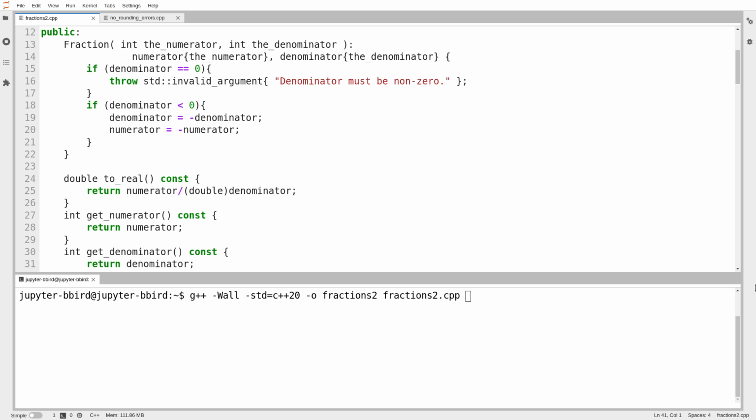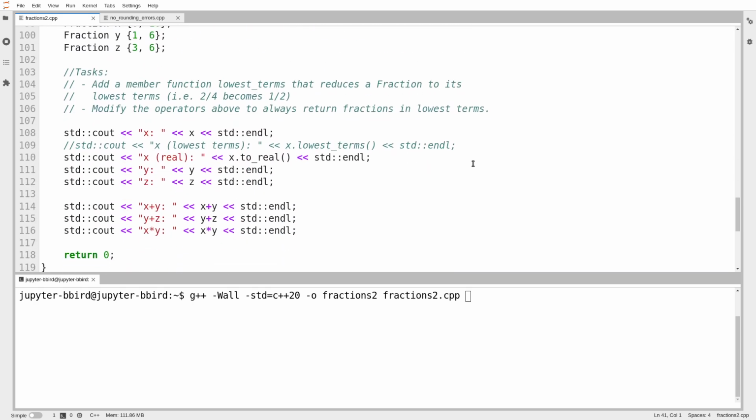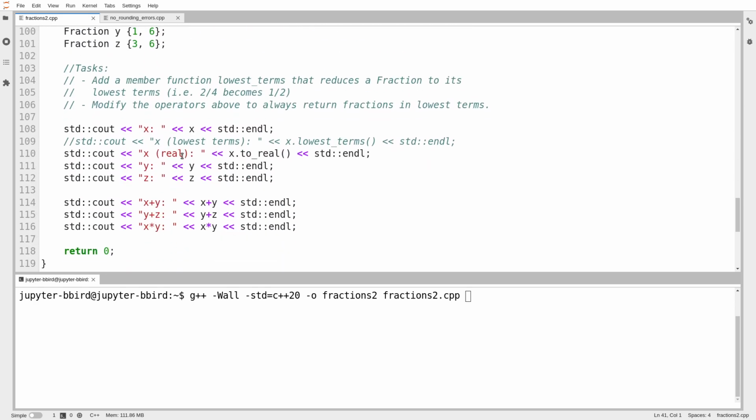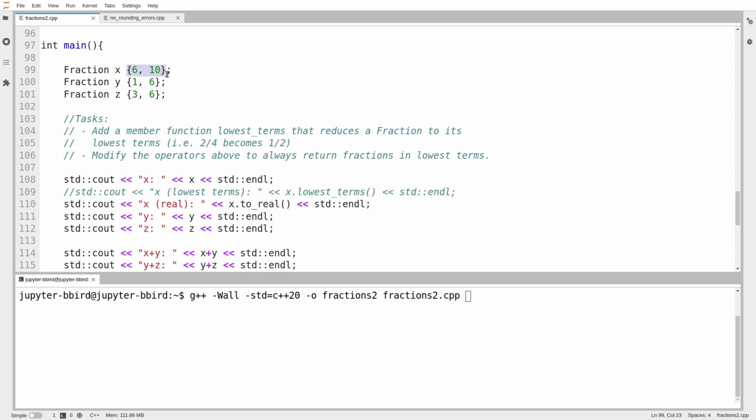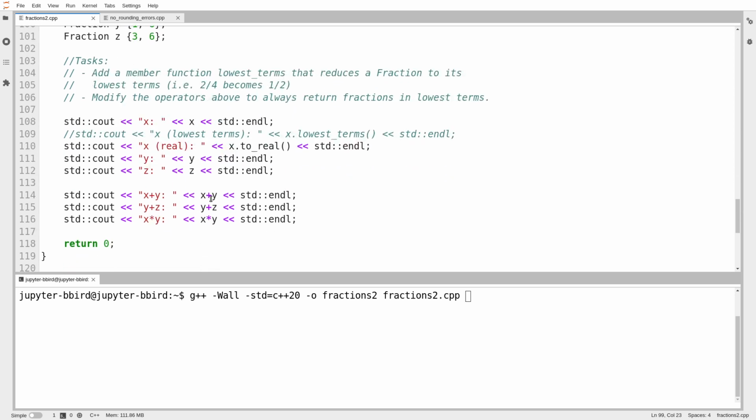In the last video, we wrote our fraction class and we defined a bunch of operators that allow fractions to be used as if they're numerical data. So we're now able to write, with my fractions, x is 6 over 10 and y is 1 over 6. I can write things like x plus y and y plus z, and then x times y.